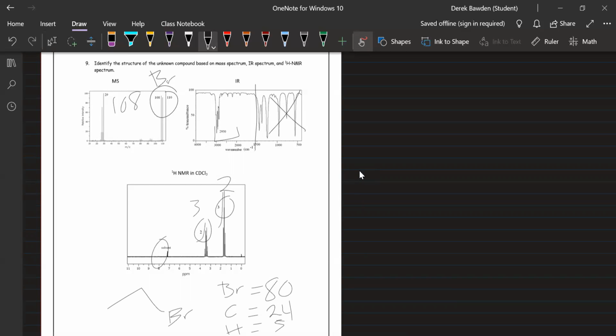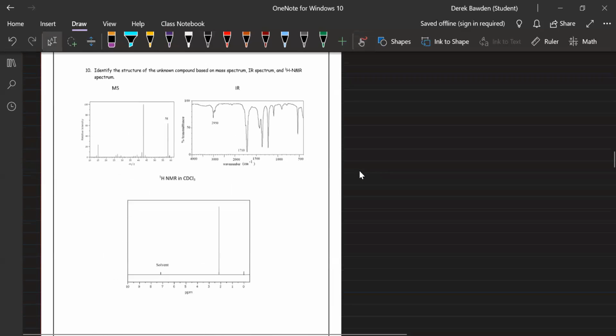Does that get us to our 108? Yes, somewhere in there. It doesn't matter a whole lot as far as bromines and chlorines go, as long as you're within that range right there. Perfect. So I think that's correct because we have 3 hydrogens with 2 neighbors, 2 hydrogens with 3 neighbors. I think we're good to go. Any questions on that one? Nope.